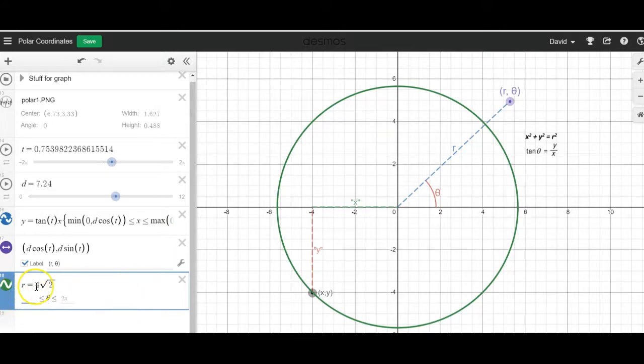But anyway, r equals is the default notation for polar. r equals 4 square root of 2. That just means a circle with a radius 4 square root of 2. That's what it means to Desmos.